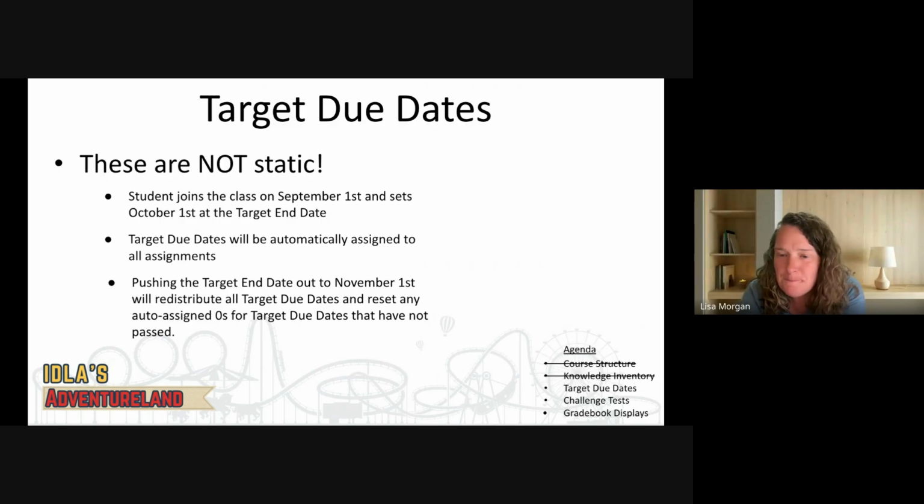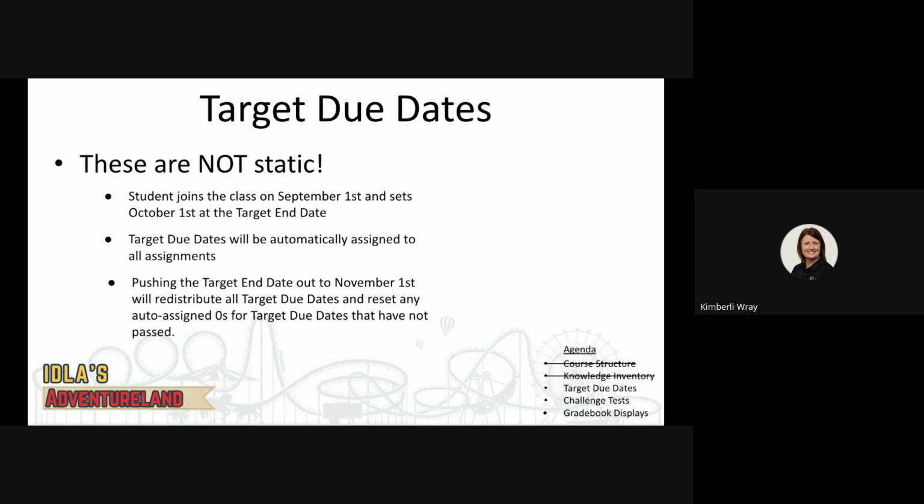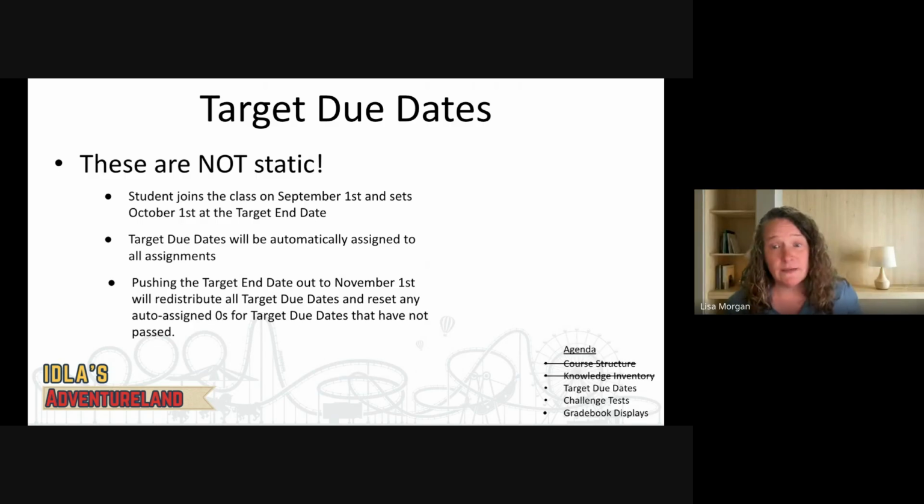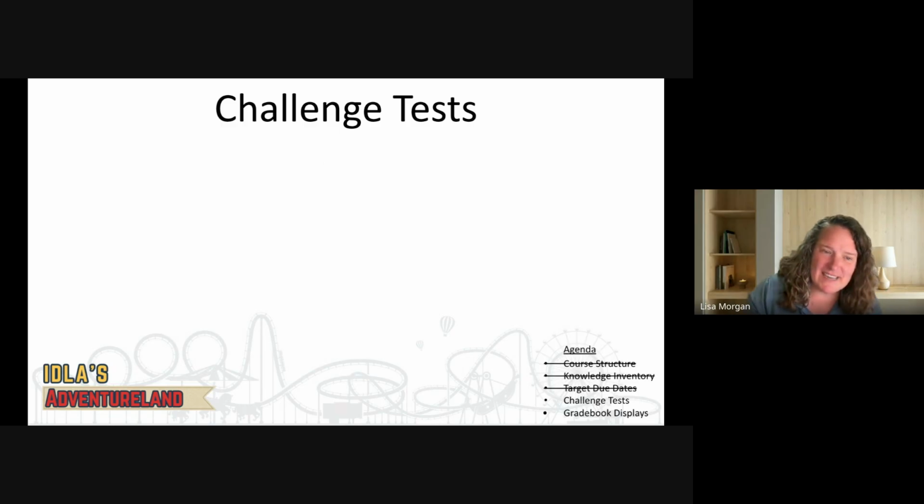Kim, go ahead. Sorry, Lisa, I just wanted to remind teachers too that if the student doesn't do their own target due dates, the system automatically gives them target due dates. So if they skip that assignment, they're still going to get zeros. That is true. They will get a 0 for the target due date assignment if they don't submit it. But the target due dates will be auto-assigned at some point early on in the class. Thanks for that clarification. All right, challenge tests.